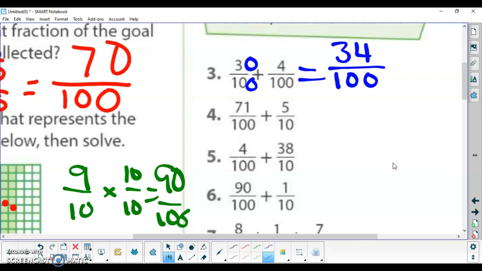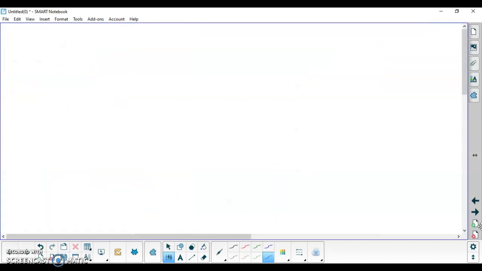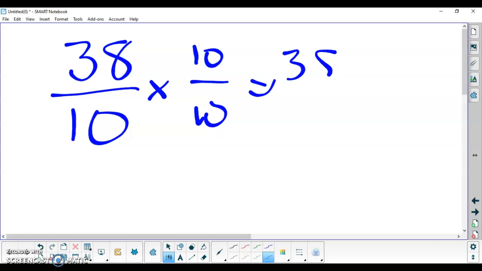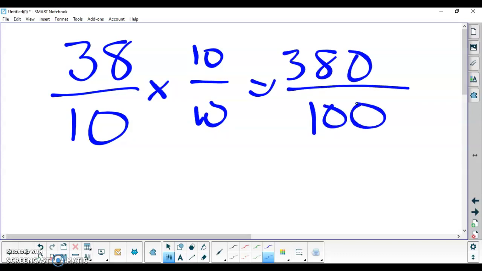All right, let's look at just the odd numbers. Number 5, 4/100ths plus 38/10ths. Can I do 4/100ths plus 38/10ths? No, I cannot. I need to convert 38/10ths into hundredths, which again, that is a fraction greater than 1. 38/10ths, if I multiply by 10, that's going to be 380/100ths. It's a big one, right?